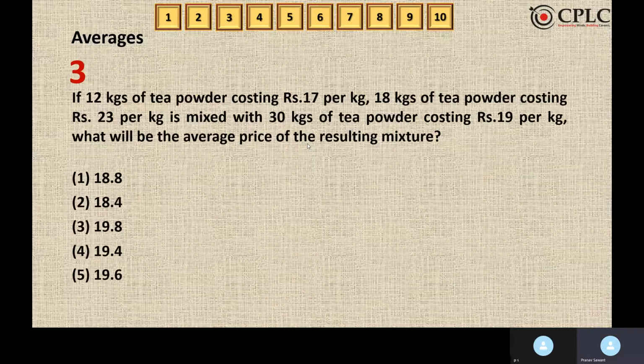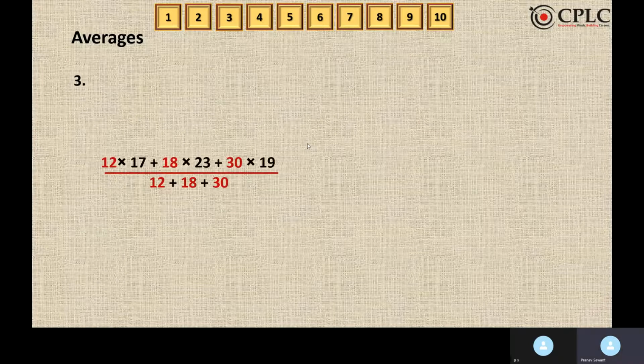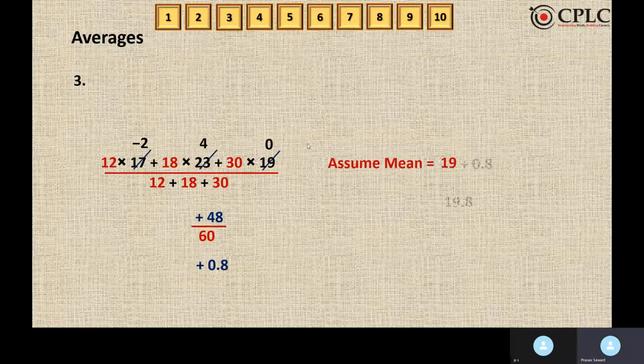If 12 kgs of tea powder costing rupees 17 per kg, 18 kgs of tea powder costing rupees 23 per kg is mixed with 30 kg of tea powder costing rupees 19 per kg, what will be the average price of the resulting mixture? After looking at this question, we can definitely say that we will make use of a weighted average formula over here. So applying weighted average, and after solving this, we will get the answer as 19.8. So 19.8 is the correct answer.